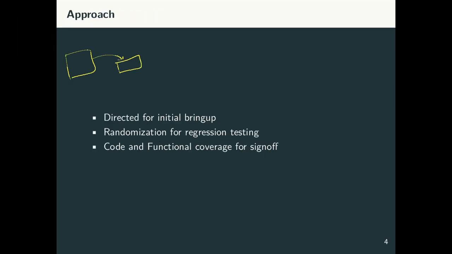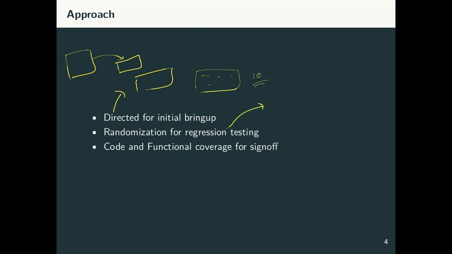So the approach that is normally used is we use directed test initially for doing basic flow flush of our DUT. And then we move on and write directed test cases for all the cases that we have identified. After this, we switch to randomization.